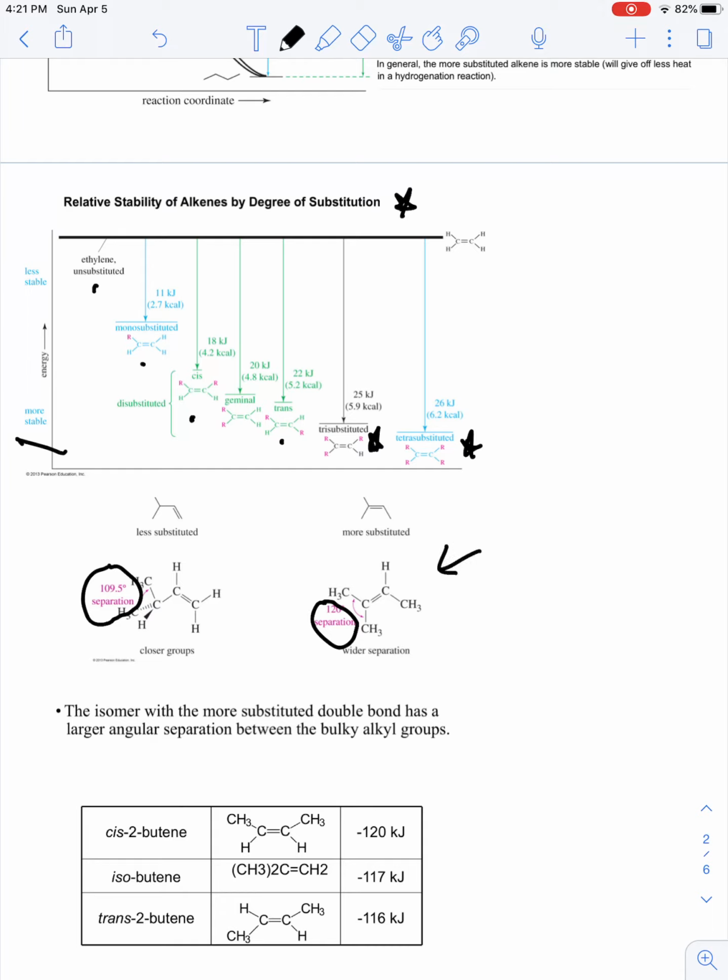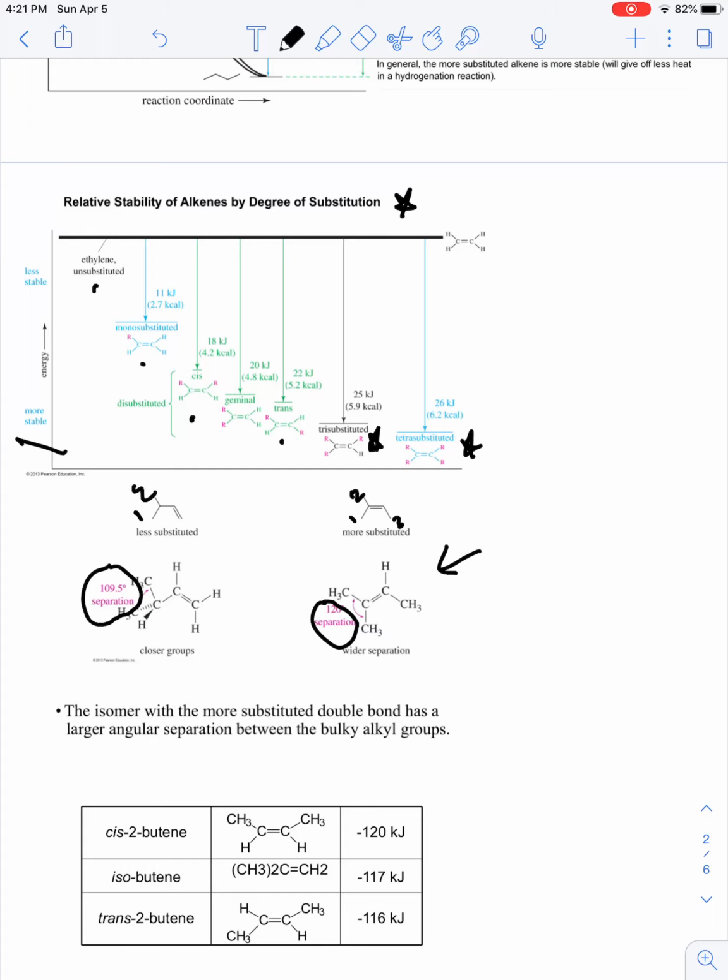So this is going to be more substituted. We have 1, 2, 3 groups basically coming off of that double bond versus 1, 2 groups coming off of that double bond. So again, the more substituted isomer is just going to have a larger angular separation between those bulky R groups. In this case, they're just the methyl groups, but again, it's still pushing them further apart, a wider separation.